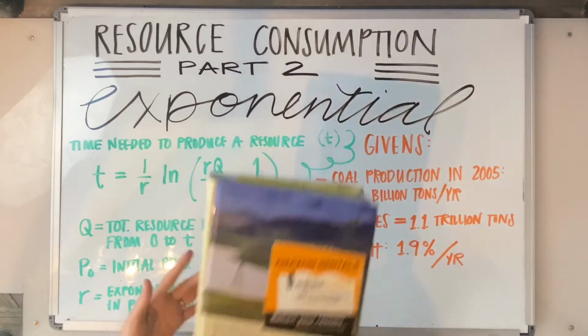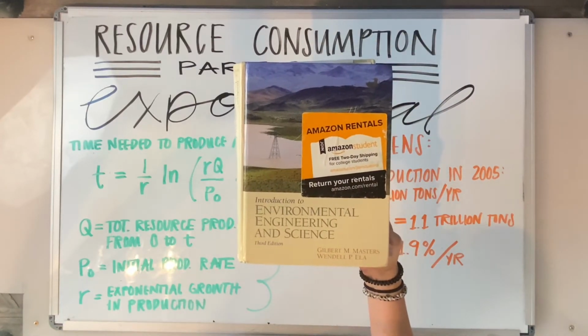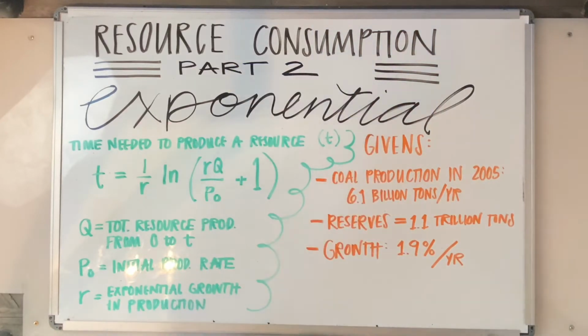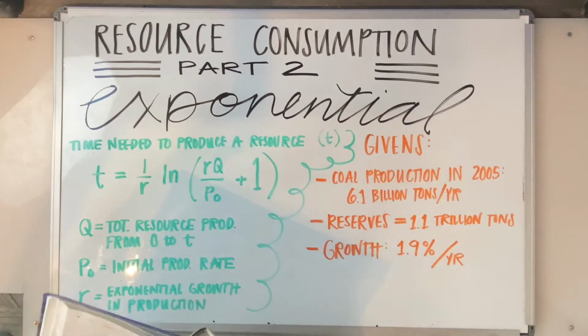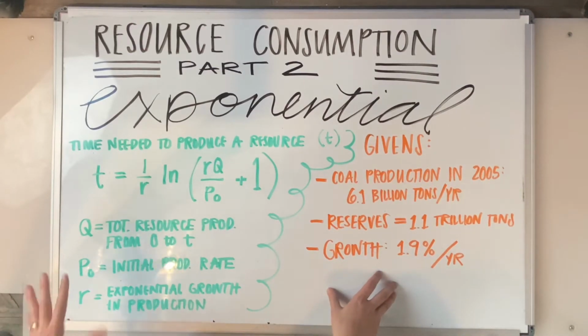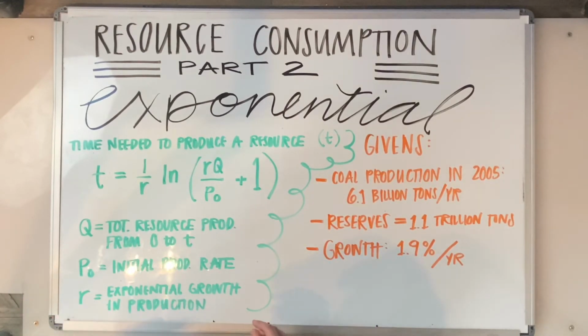I am using the 3rd edition of Introduction to Environmental Engineering and Science by Masters and Ela. We are in chapter 3, section 3, and it is all about resource consumption. So I'm going to give you a breakdown of the equation that we'll be using and then some givens, and then we will be answering 2 questions on coal resource consumption.